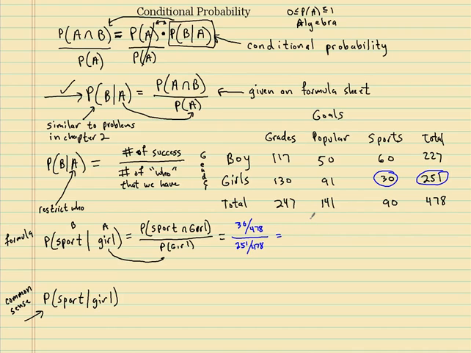And if you guys are okay at algebra, if you do a fraction divided by a fraction, this is a rule that you should never really forget for SATs and all that stuff. Fraction divided by a fraction, you flip the fraction in the denominator and multiply. 478 divided by 251. So the 478's up here cancel. That's gone because I flipped it. And I'm left with 30 over 251. So that's the probability that they're going to play a sport given it's a girl.